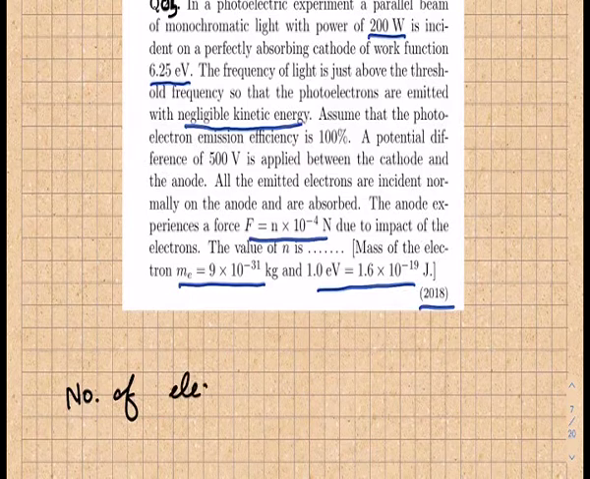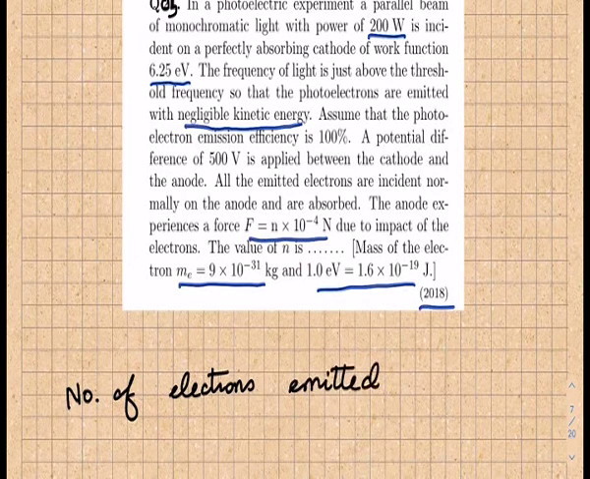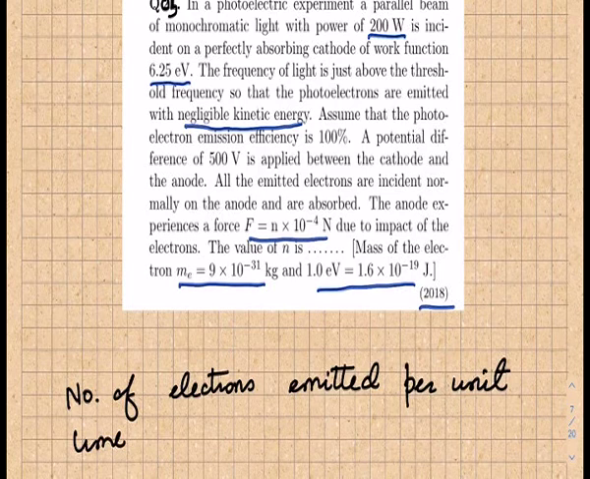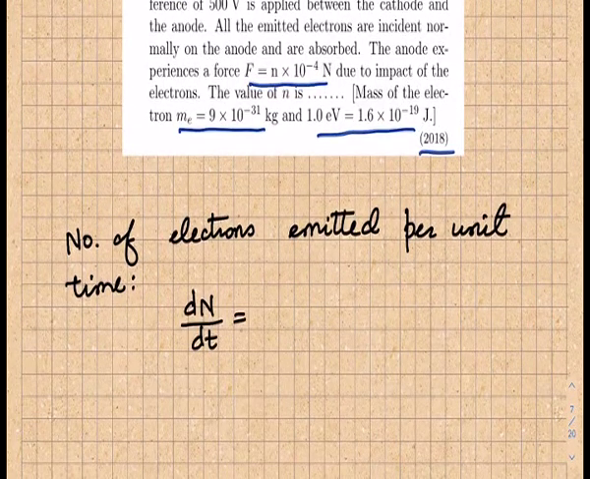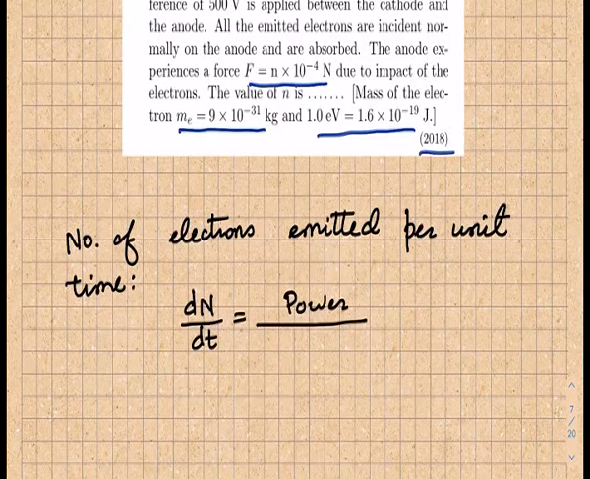Number of electrons emitted. Number of electrons emitted per unit time, let me say dN/dt, number of electrons per unit time, or N by T also you can write, doesn't matter. So that is your power divided by the energy. That's the work function of the metal.